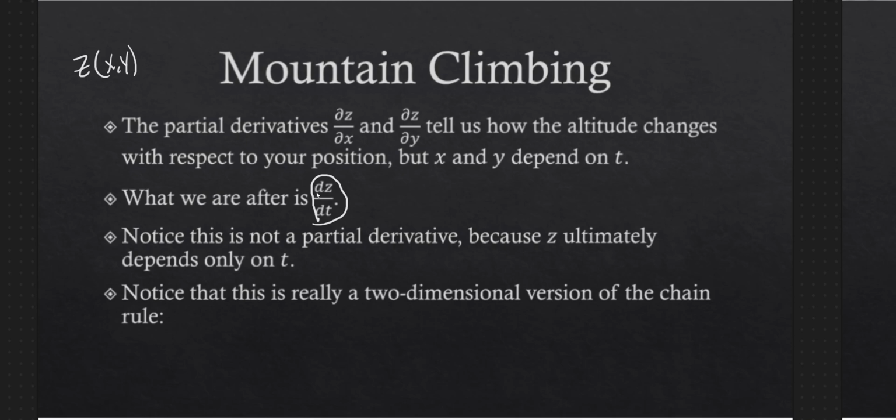So notice here, it's not a partial derivative. It's just a regular derivative of a function of a single variable. Because ultimately, since x and y both depend on time, x of t, y of t, that means we could think of z as a function of time. Put in a time value, find your x and y, input those to z, and so ultimately the altitude is just a function of a single variable. So that's what we're after, dz dt. So let me show you how we can get a hold of this quantity dz dt.